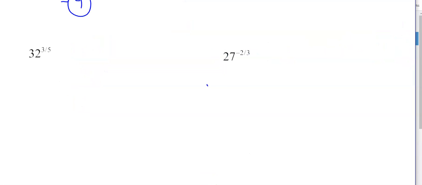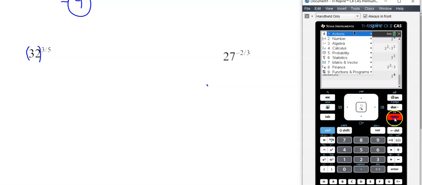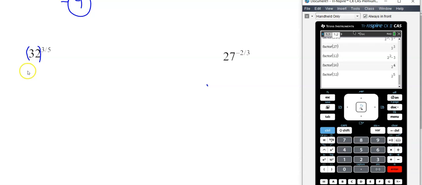And finally, a couple more here. If you don't know the prime factorization of 32, it's not a prime number, so let's do that in the calculator. 32 to the 3/5. If I write that as 2 to the 5th to the 3/5, wow, that's so much easier now. It'd be 15/5, which is 3, so 2 to the 3rd, which is 8.